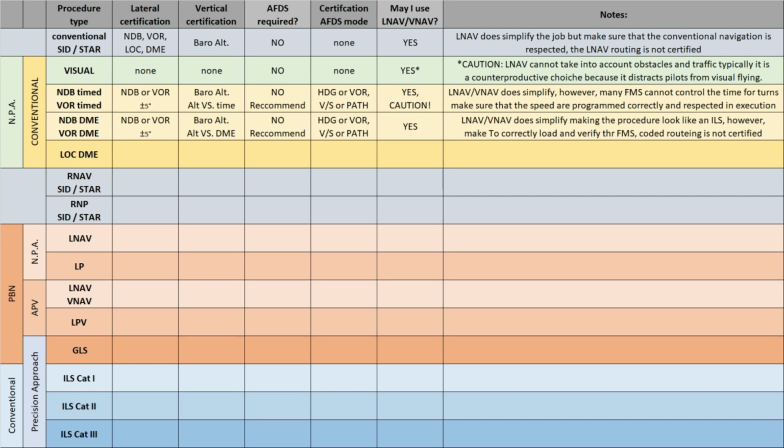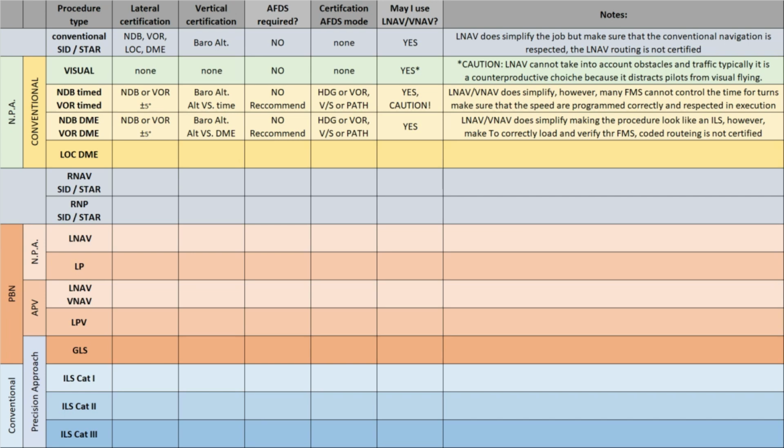because it transforms a VOR approach into an approach that really looks like an ILS approach. So all the pilot has to do is to verify that the FMS is taking him within the 5 degrees and is taking him on the correct altitude versus distance during the approach. So it does really simplify the approach in this specific case.